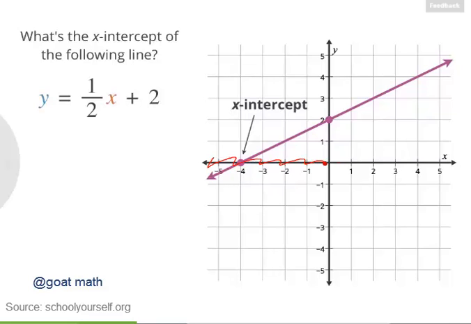Now for any point on the x-axis, the y-coordinate is 0. So let's take our equation and now we'll plug in 0 for y. That will tell us the x-intercept, the value of x when y equals 0. To solve for x here, we can subtract 2 from both sides. So the 2's over here cancel out and we now have -2 on the left. Next, we can multiply both sides by 2. So on the right, the 2 and the 1/2 cancel out. On the left, we have 2 times -2, which equals -4. So we did it. We just proved that this line has an x-intercept of -4.